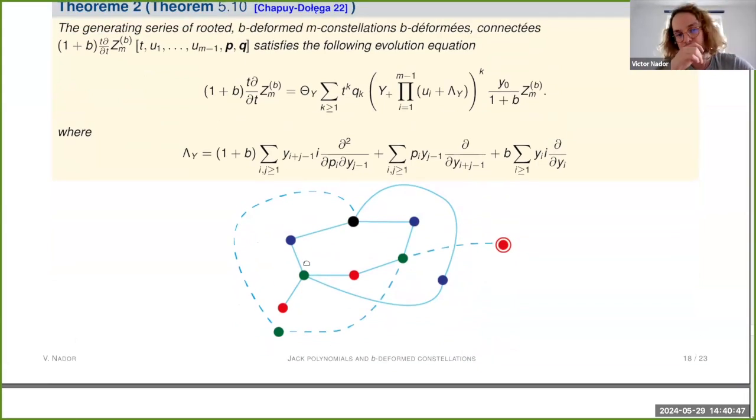And this equation may look quite complicated at first, but it's because it involves this operator lambda y, but this is essentially an extension of the cut and join operator, which includes a term for the non-orientable case here and here, and the b-deformation that is weighted properly, so with respect to the rule that I gave to define the measure of non-orientability.